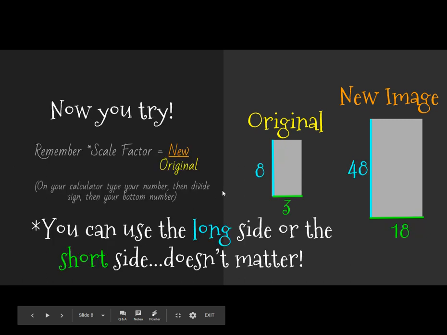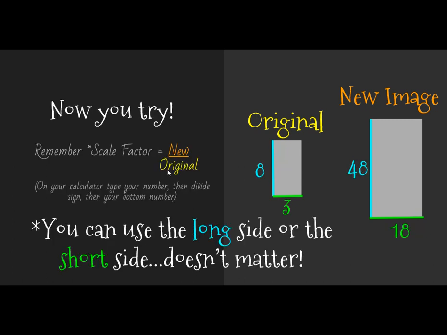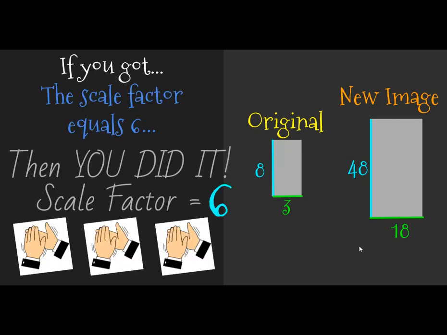Okay, now I want you to try. Scale factor is image divided by original. It doesn't matter to me if you use the long side or the short side. Either way, image divided by original. I'll give you a second to punch that into your calculator. And hopefully you got 6. So 48 divided by 8 is 6, and 18 divided by 3 is 6.